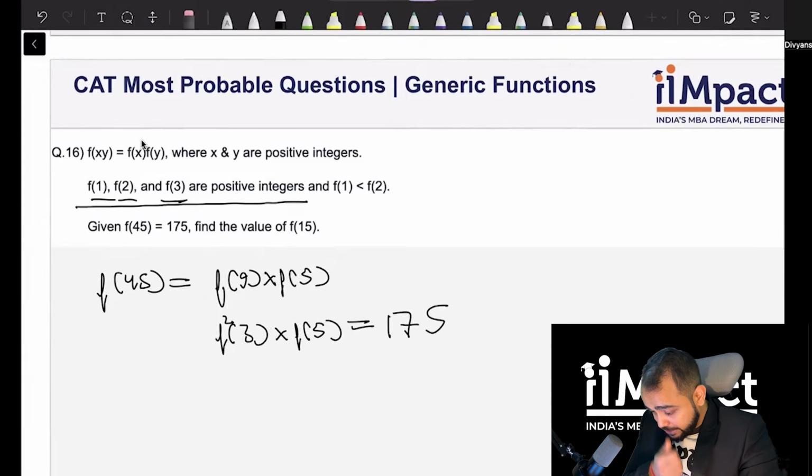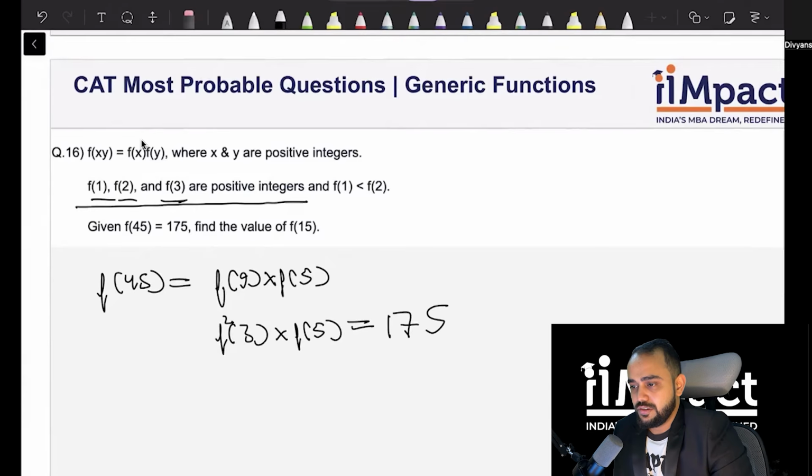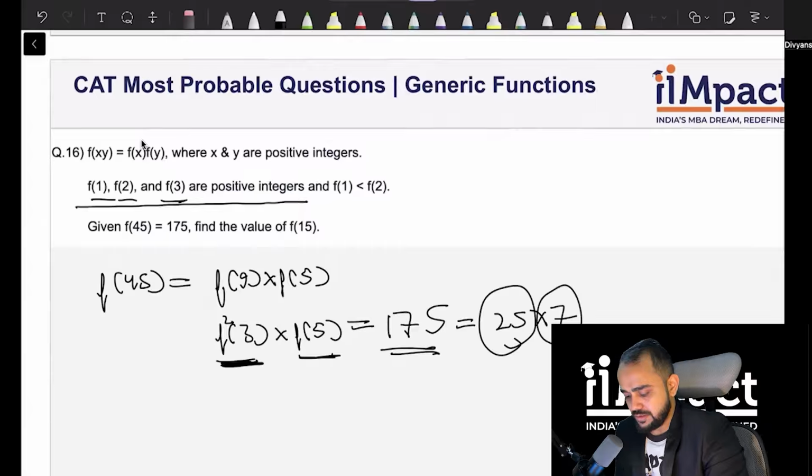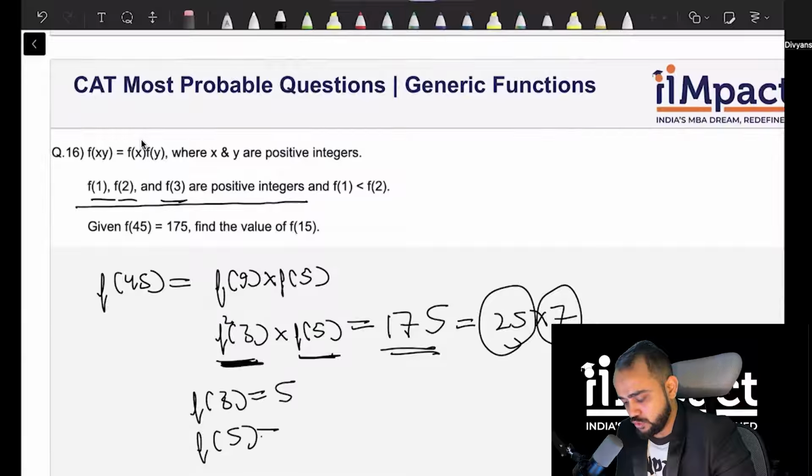Now if f of 3 is an integer, what possible value can f of 3 take? We'll factorize 175, and we will get 175 is equal to 25 into 7, which means f of 3 square is 5 square and f of 5 is 7. So f of 3 is equal to 5 and f of 5 is equal to 7.